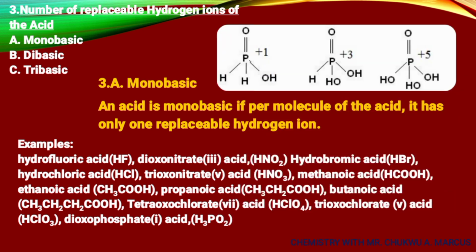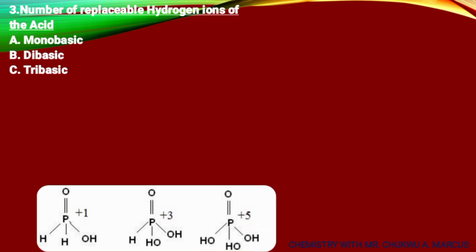See this, we have the rule I stated before: the middle element must be bonding with a double bond oxygen and a single bond oxygen, and the number of hydrogen bonding with the single bond oxygen determines the number of replaceable hydrogen. So if you look at this, trioxophosphate 1 acid has only one OH, so we are taking it as the only replaceable hydrogen. The two H atoms are not included. I hope you get me on that. Let's go for the next one.